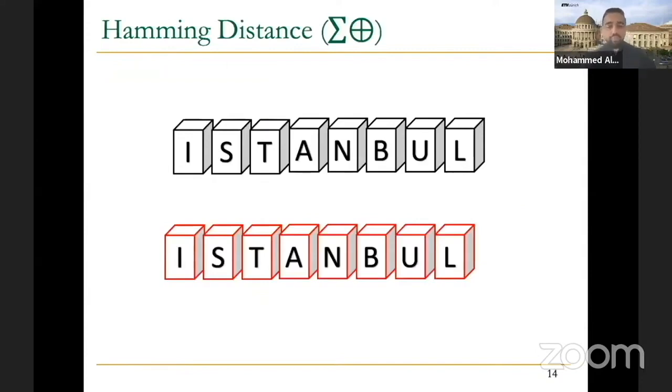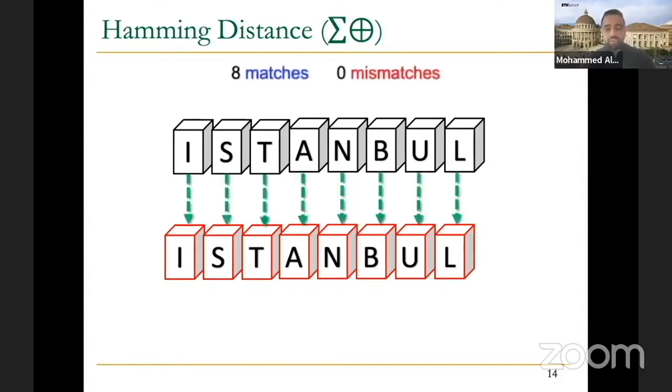This is the example I mentioned. Imagine we have two exactly matching words, exactly the same, Istanbul and Istanbul. We would like to match them together, just comparing all pairwise characters. Then you have 8 matches, right? And there we have no mismatch. But let's introduce a mismatch ourselves.